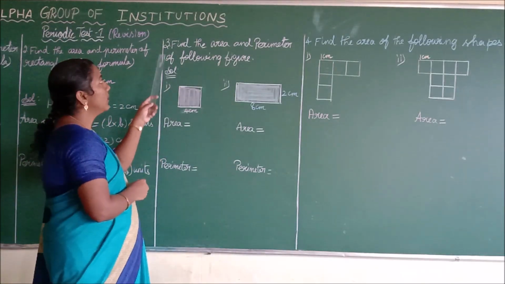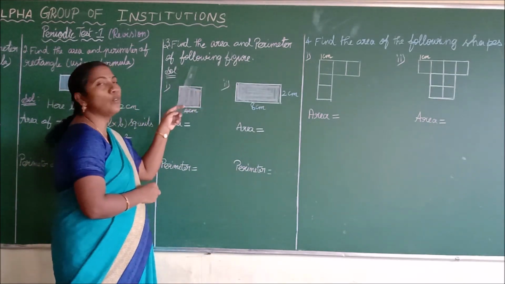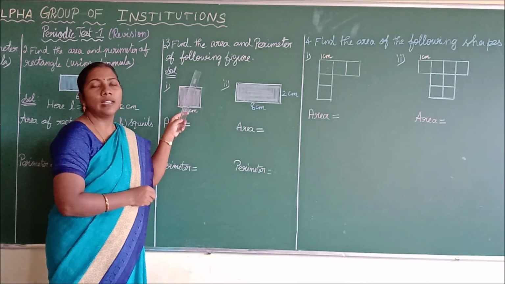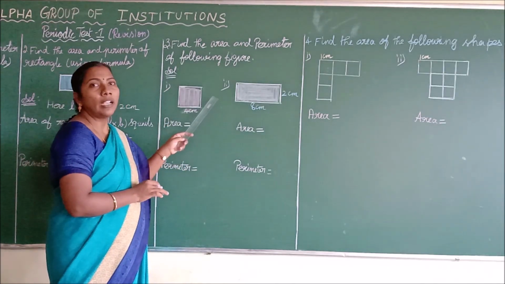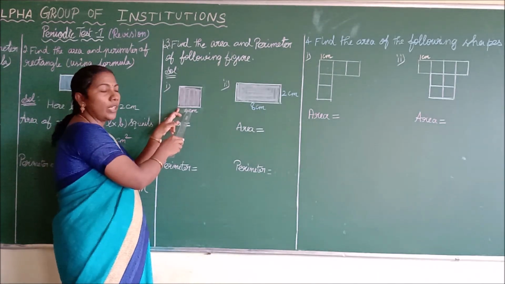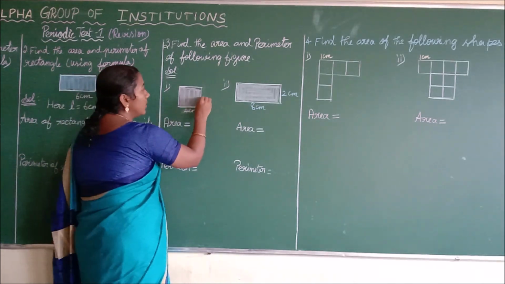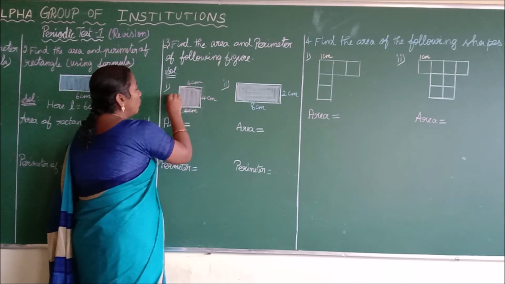Next we are going to see the third sum. Find the area and the perimeter of the following figure. In the question they did not mention to use any formula, so you have to do the calculation directly. Okay, see the first diagram. It is a square, so all the sides are 4 cm only. So you have to write here 4 cm, 4 cm.